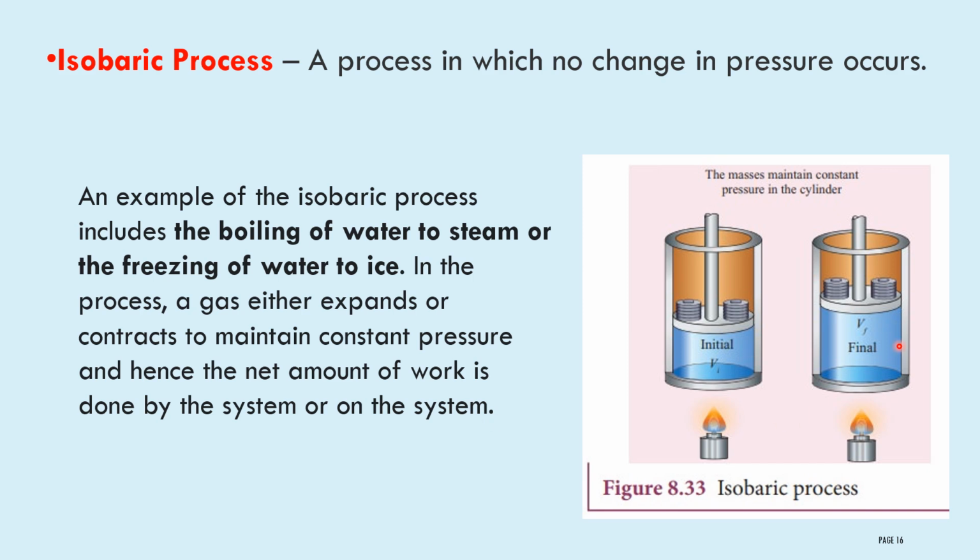Consider this as an example of an isobaric process. When you provide the heat, the gas starts expanding, therefore the volume of the gas increases. Here you can observe the mass maintains constant pressure in the cylinder. Therefore isobaric means a process in which there is no change in pressure; pressure will remain constant.